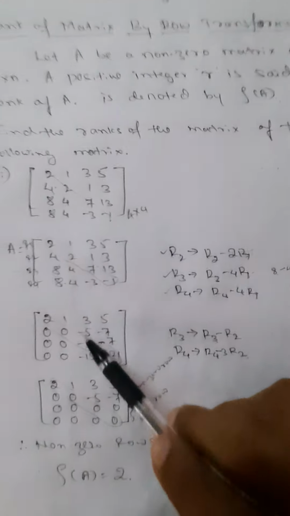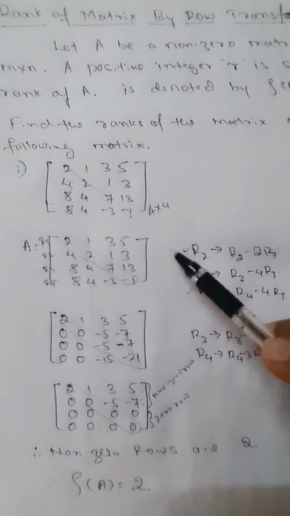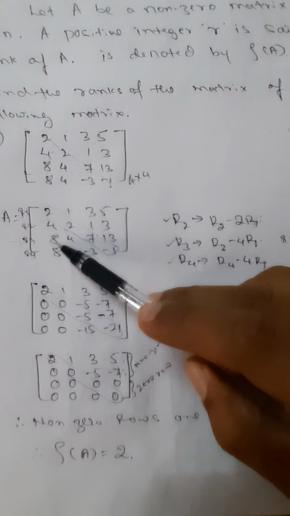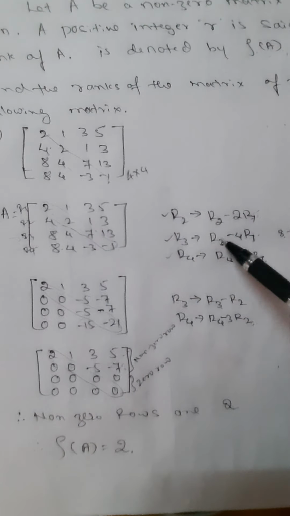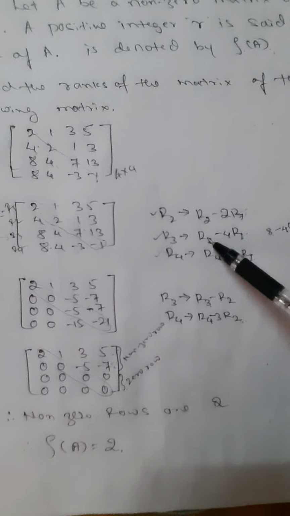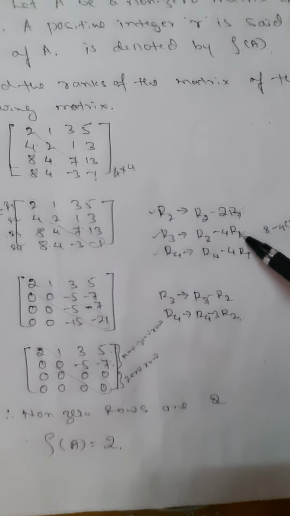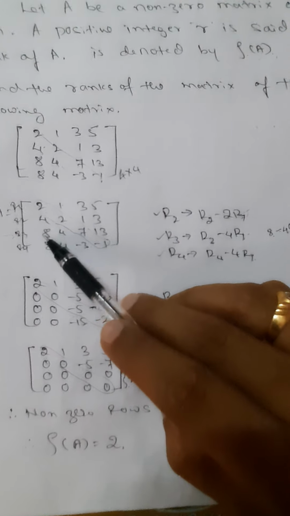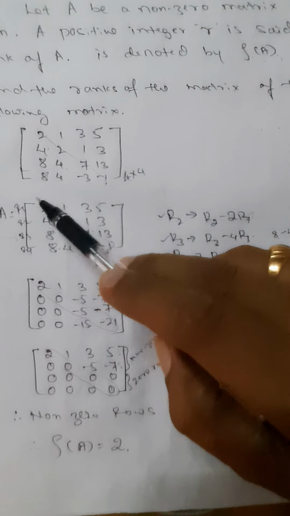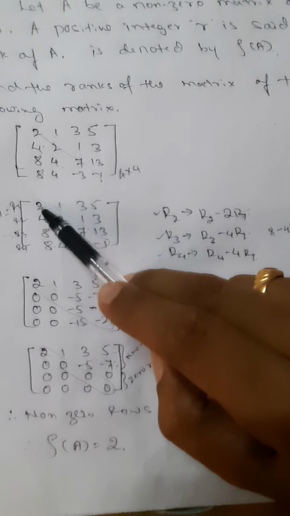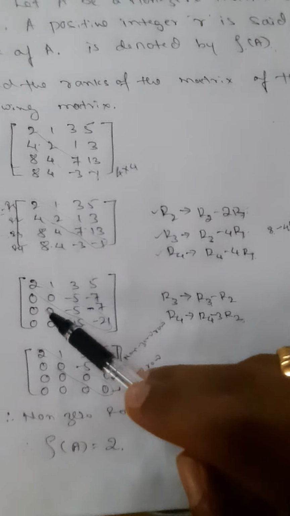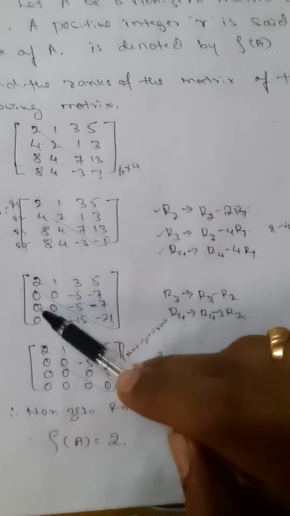Then in the next step, 8 is there. This 8 we have to convert to 0 now, by using the row transformation R3 minus 4R1. R3 is 8, minus 4 into R1, which is 8. So 8 minus 8 is 0. That 0 you can write here.